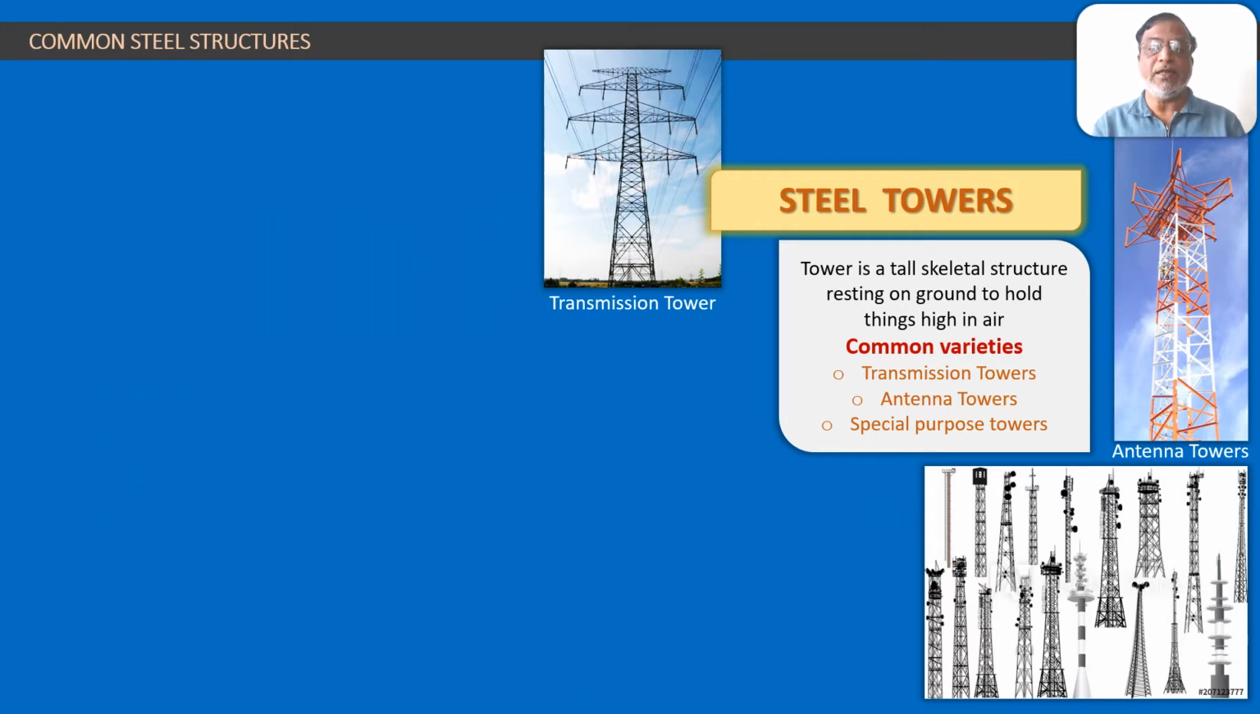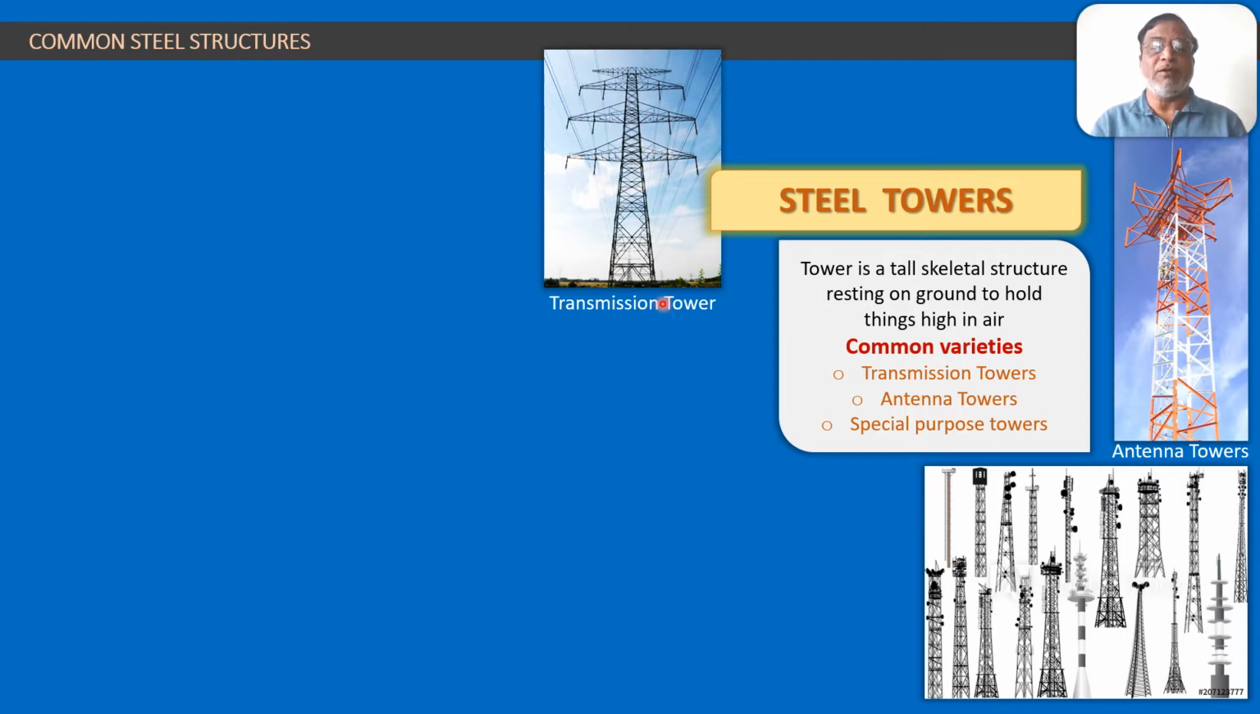So let us study the structure steel towers. A steel tower is a tall skeletal structure resting on ground to hold things high in air. Here we see a transmission tower and antenna tower. So the most common varieties of these steel towers are transmission towers, antenna towers and some special purpose towers.